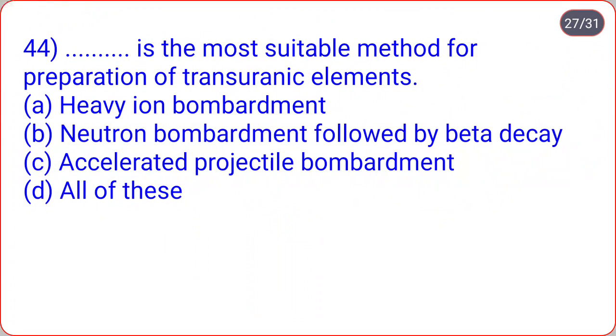What is the most suitable method for preparation of transuranic elements? Heavy ion bombardment, neutron bombardment followed by beta decay, accelerated projectile bombardment, all of these. So the correct option is A. The heavy ion bombardment is the most suitable method for preparation of transuranic elements.